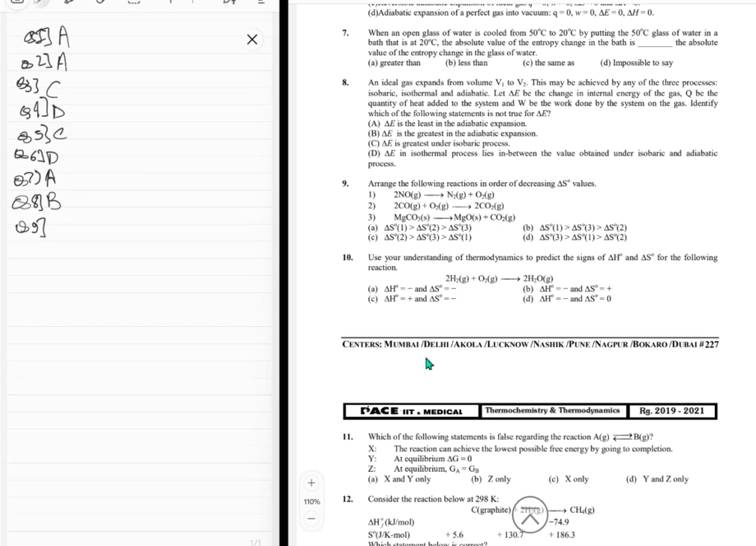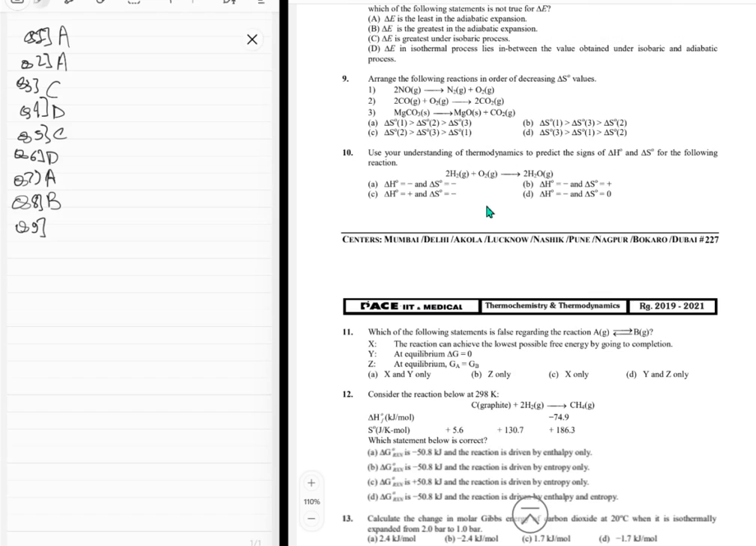Arrange the following reactions in order of decreasing delta S not standard values. Oh yeah, this thing. So it's like 2 to 2, not much entropy change. 3 to 2, that is a negative entropy change. And this is 1 to 2, that is a positive entropy change. So third is bigger than first, which is bigger than second. That's D.